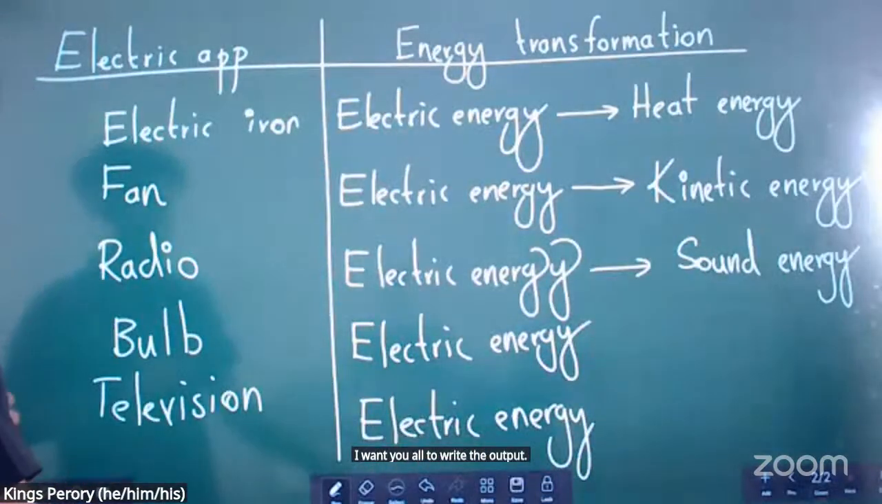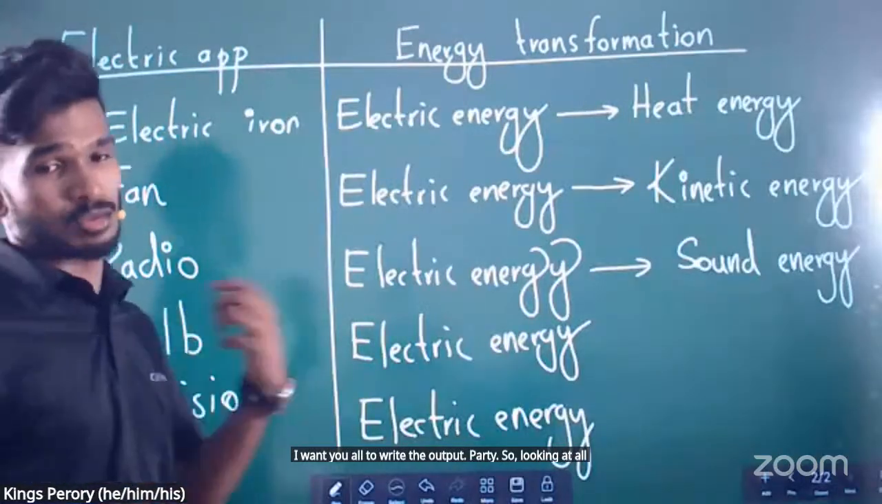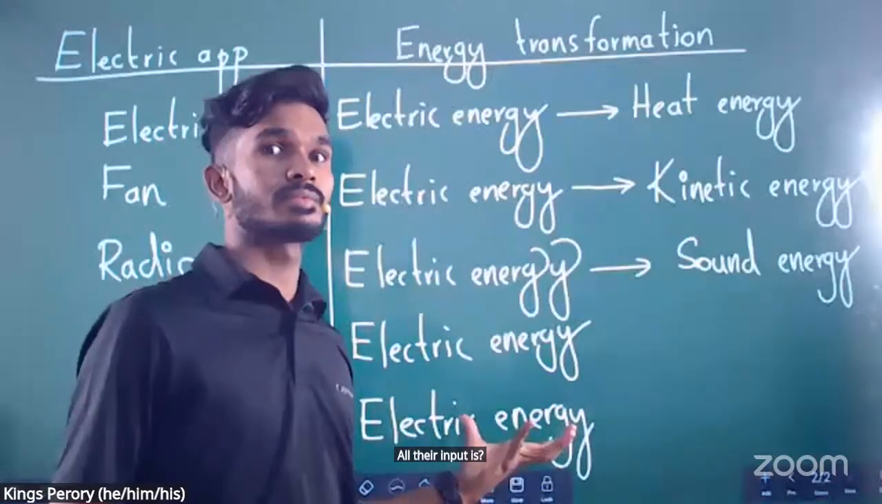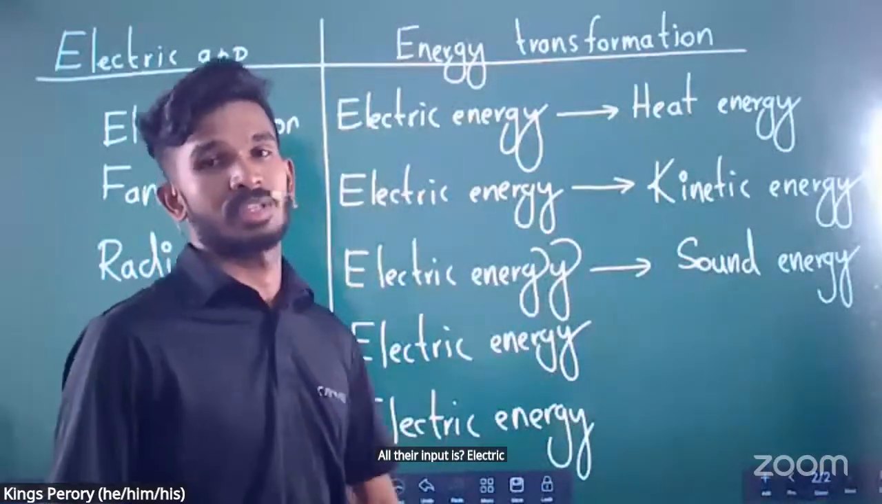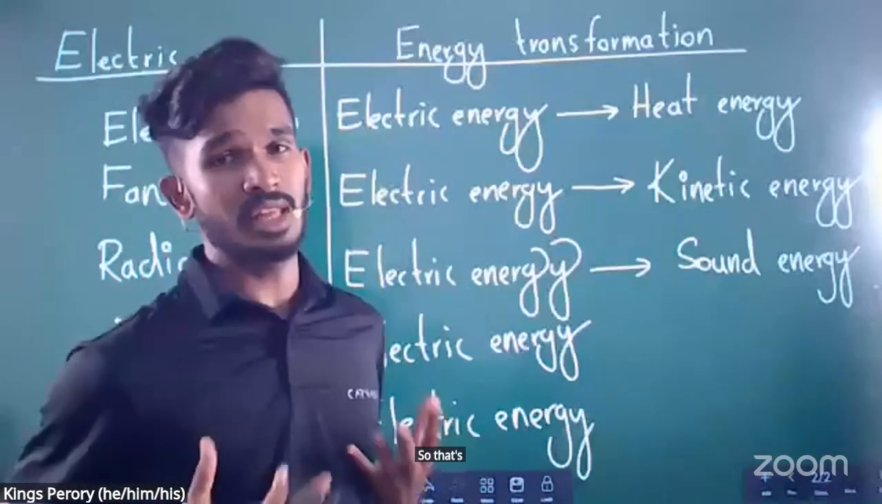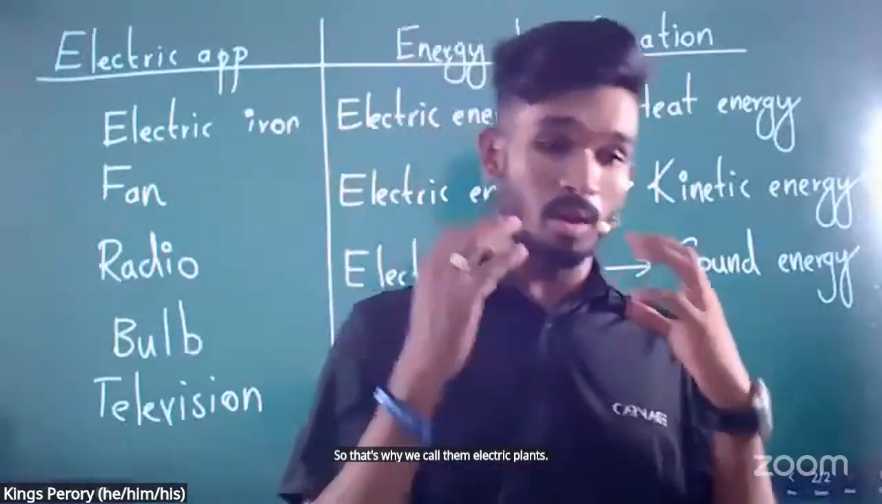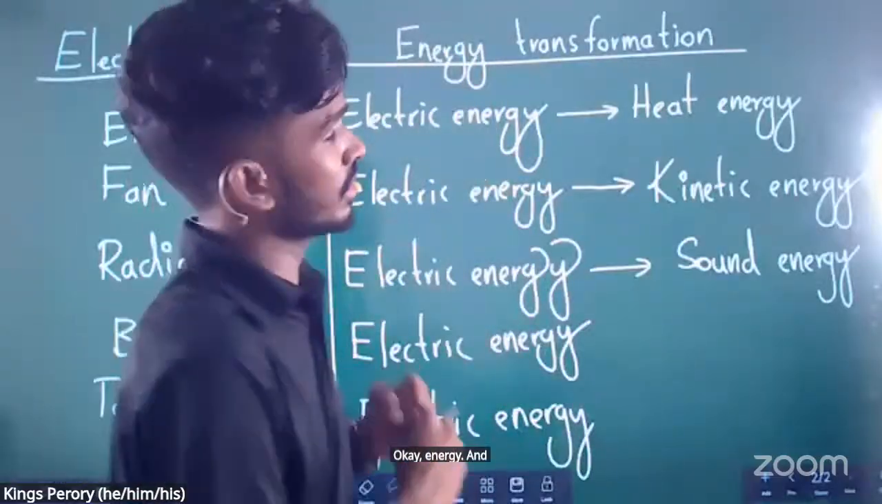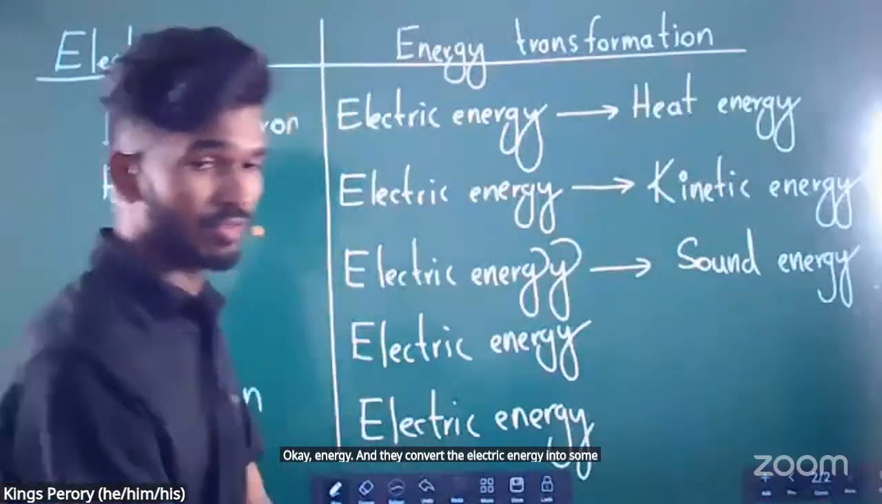So looking at all these electric appliances, what we can say is all their input is electric energy. That's why we call them electric appliances, because they work using electric energy and they convert the electric energy into some other form of energy.